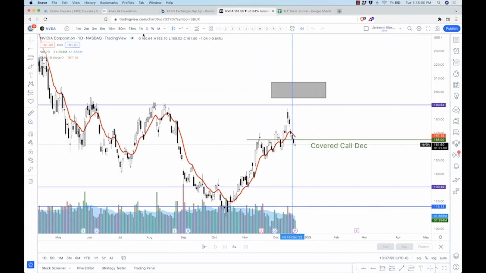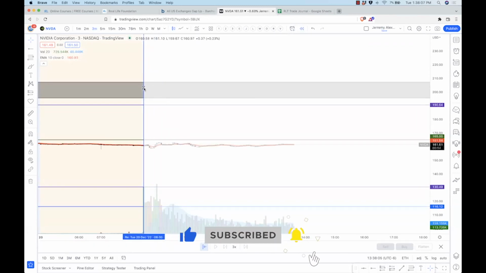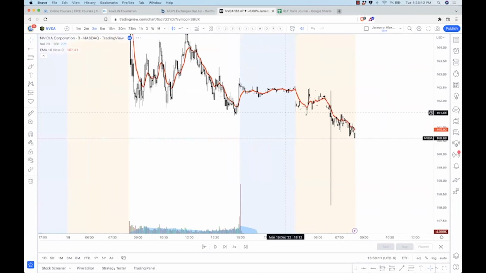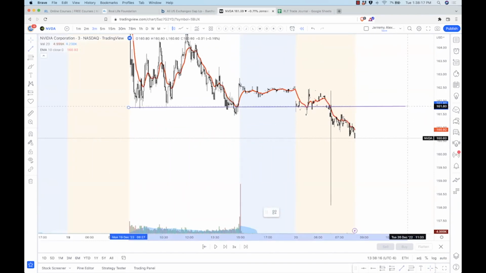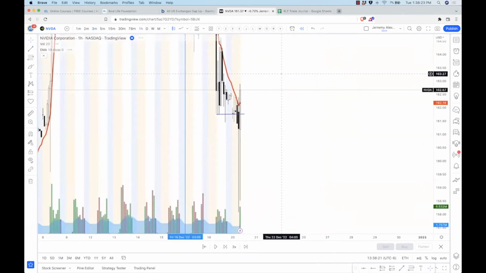Let's do Nvidia today. All right, 3-minute chart. Does Nvidia do something really weird today? Let's go find out. We had 2 people simultaneously say Nvidia today. All right, so we got the 3-minute. Let me go to the hourly chart.